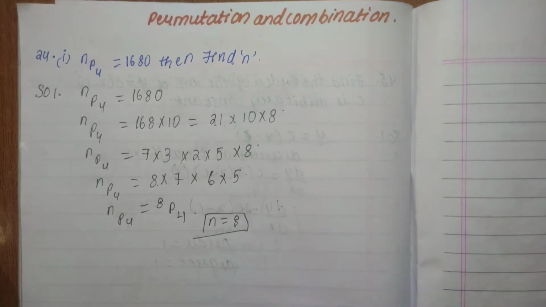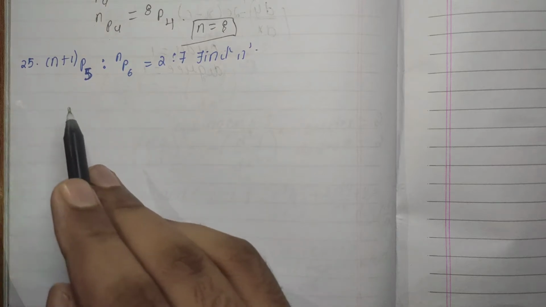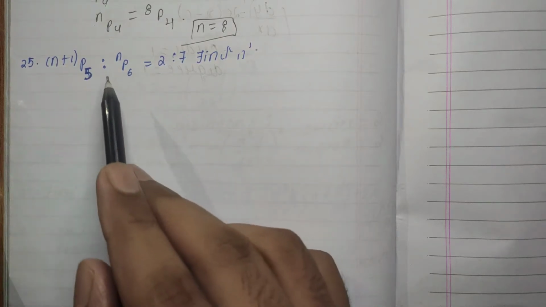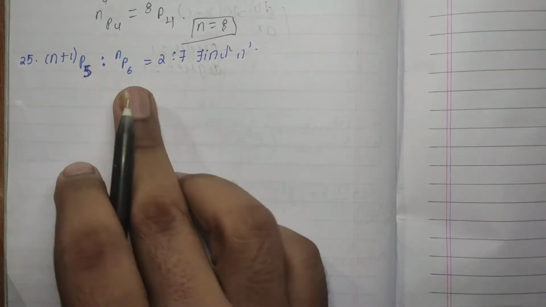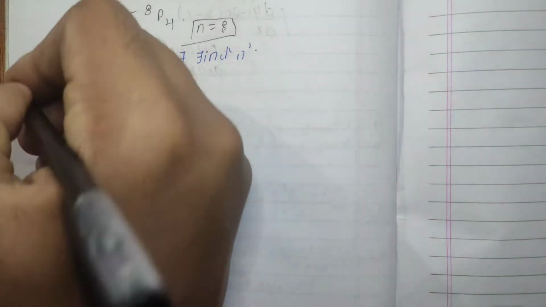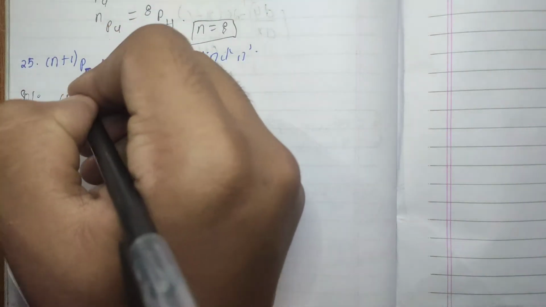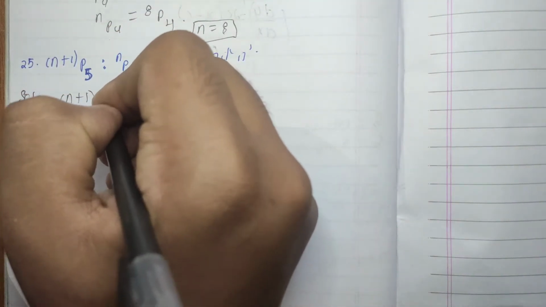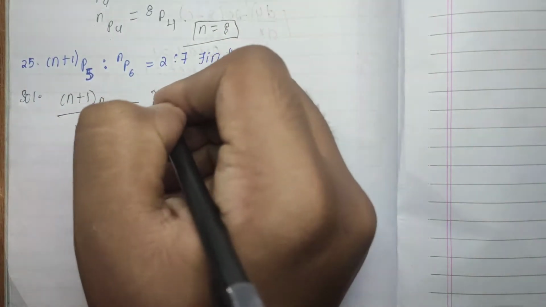That's it. So coming to the next sum, it is given that (n+1)P5 by nP6 is equal to 2 by 7. Solution, we have to find the value of n. So (n+1)P5 by nP6 is equal to 2 by 7.